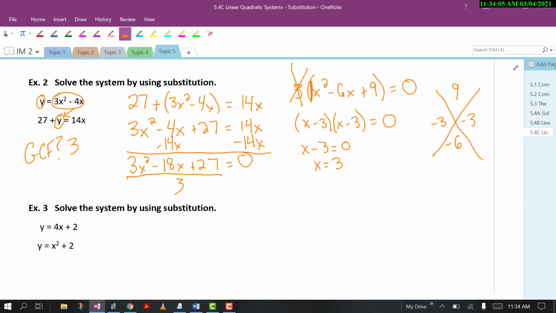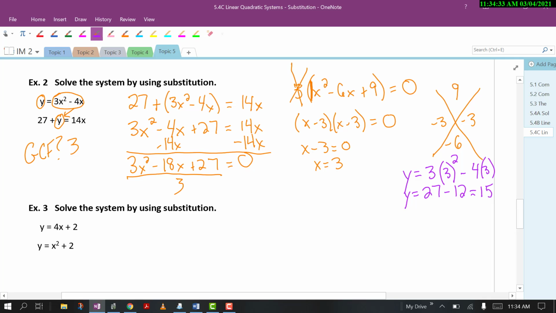So we have the x value, but we need the y value. And this time, I think, using the first equation, which is already solved for y, is going to be easier. So 3 times x squared, so 3 squared, minus 4 times x. So 3 squared is 9 times 3 is 27. 4 times 3 is 12. 27 minus 12 is 15. So we have our 2 coordinates. 3, 15 is our solution, our only solution for this example.